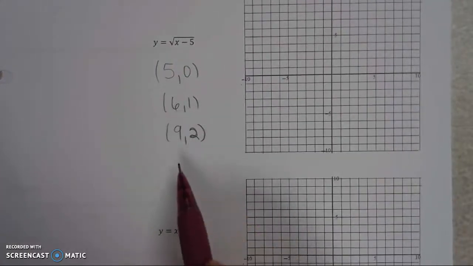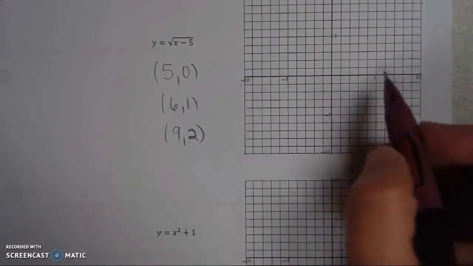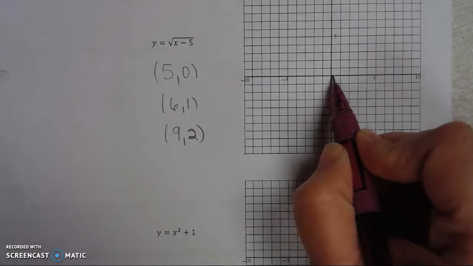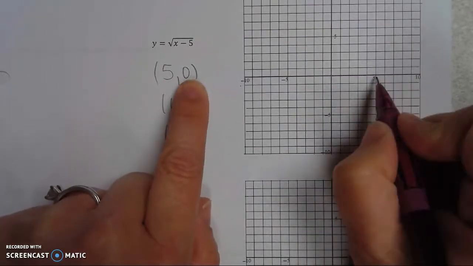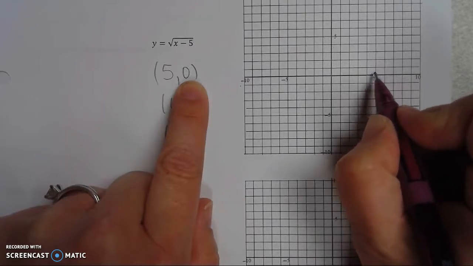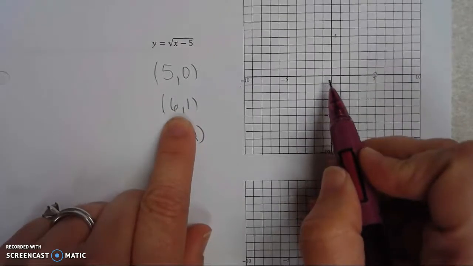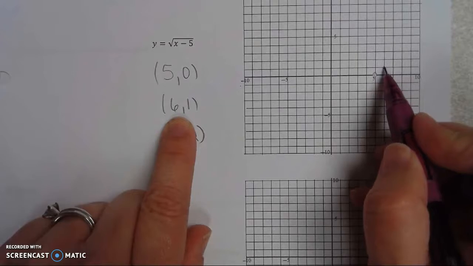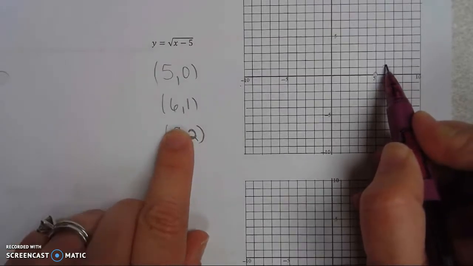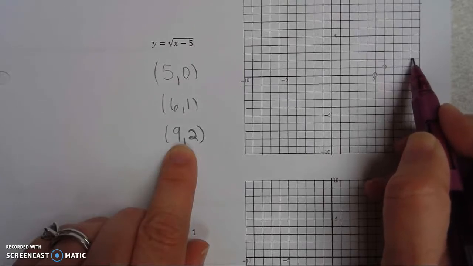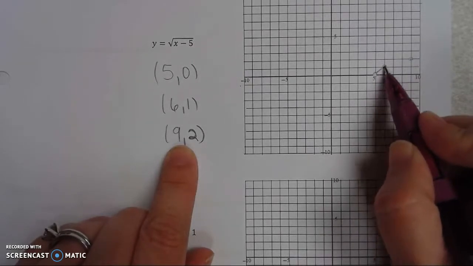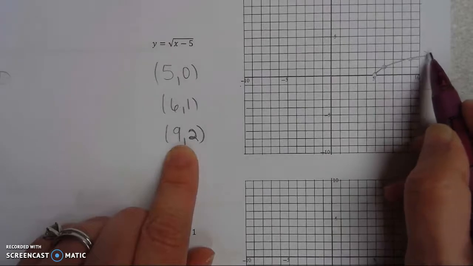Alright, so we know our points. Let's plot them. So from the origin, I'm going to go right 5 and none up or down. So put me a dot. From my origin, I'm going to go right 6 and up 1. And from my origin, I'm going to go right 9 and up 2. Then I will connect my dots, making that basic curve shape.